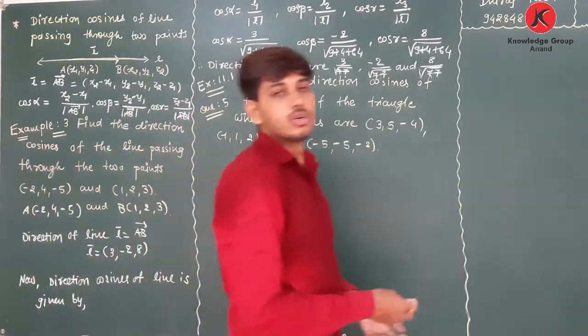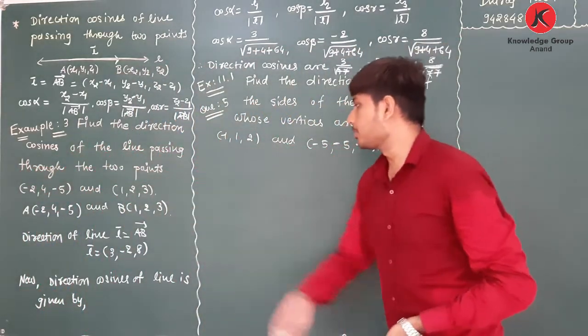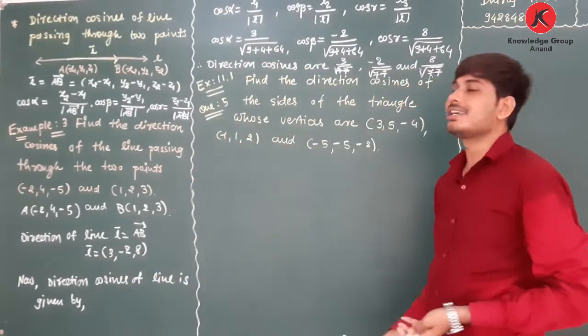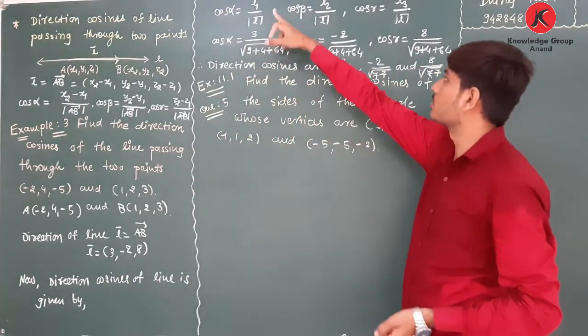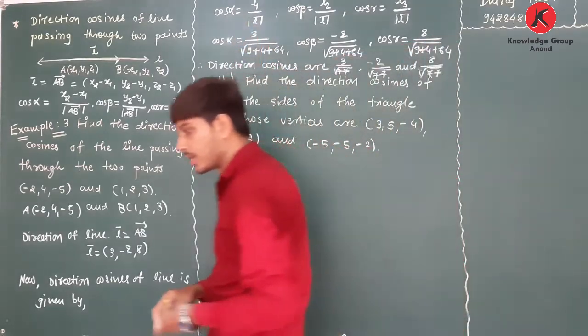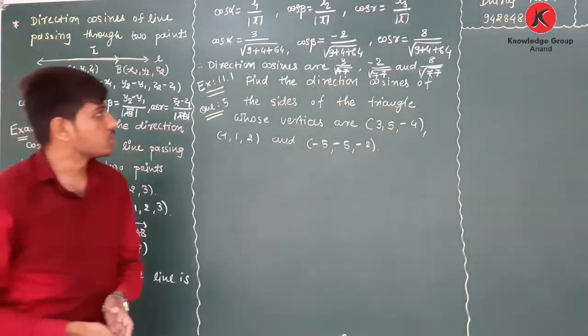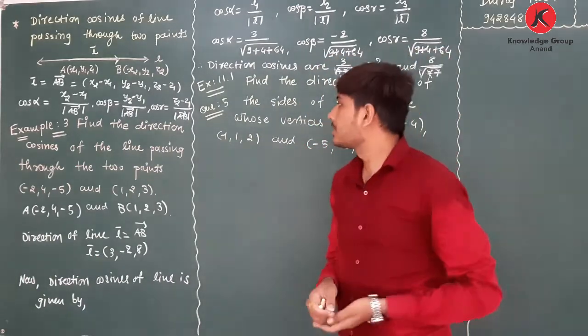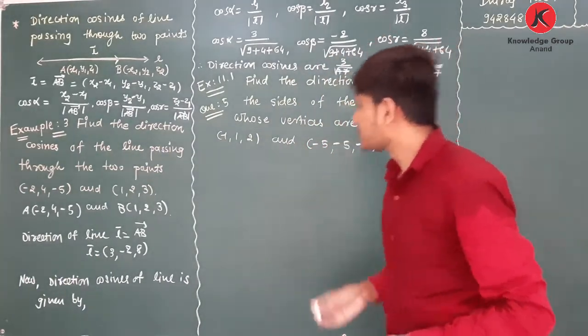First of all हमको उस लाइन की डायरेक्शन निकालनी पड़ेगी। अगर डायरेक्शन है L बार तो हम उसके direction cosines इजीली कैलकुलेट कर सकते हैं। cos alpha equals to L1 by magnitude of L bar, and cos beta equals to L2 by magnitude of L bar, and cos gamma equals to L3 by magnitude of L bar.